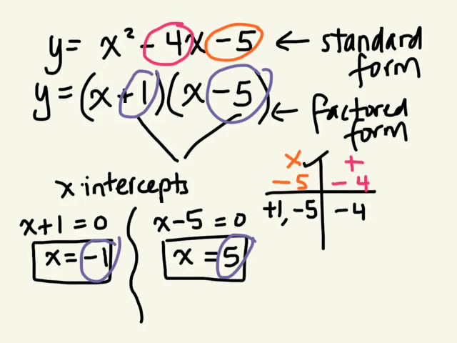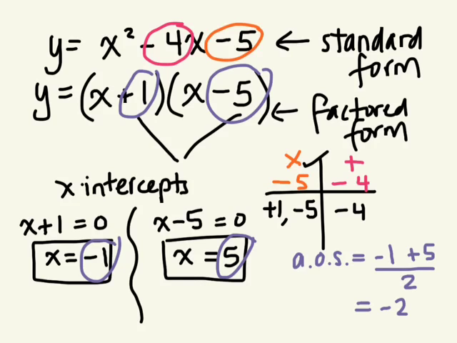Once we know the x-intercepts, we can find our axis of symmetry. Where is the axis of symmetry located in terms of the x-intercepts? In between them, exactly. Halfway between the two x-intercepts. So how do I calculate the axis of symmetry? -1 plus 5 divided by 2. What's the axis of symmetry then? 2. Good.